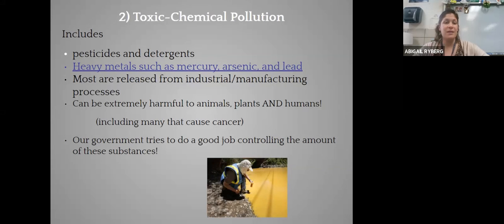So our government does try to do a really good job of monitoring and controlling the amount of these substances, but unfortunately, a lot of them kind of go unnoticed, if you will.